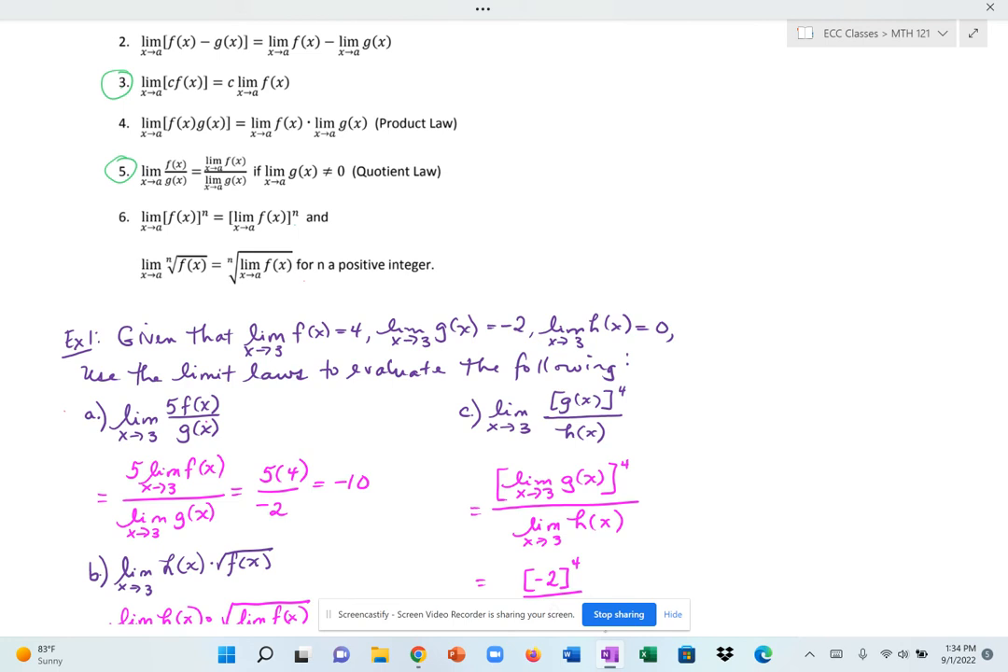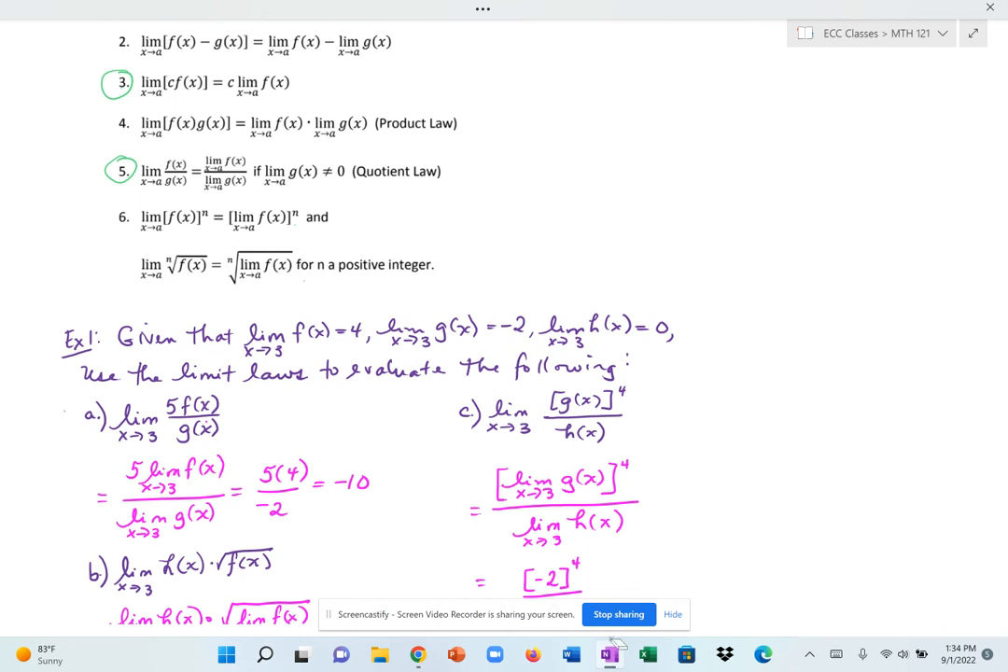So applying the laws looks like this. That is equivalent to 5 times the limit of f of x divided by the limit of g of x. Now we know what these values are. F of x's limit is 4. G of x's limit is negative 2. So I just plug in those numbers. 5 times 4 is 20, divided by negative 2. So my limit value is equal to negative 10.